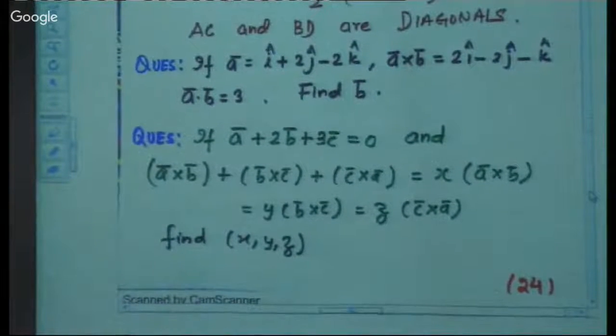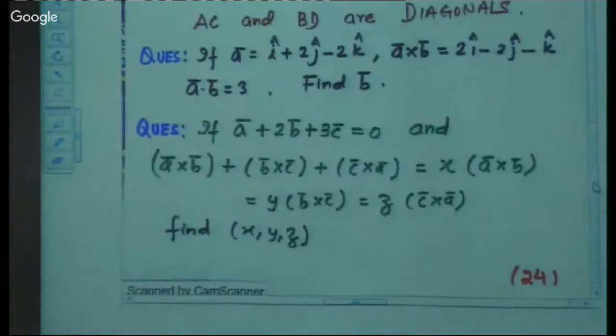Any idea? A plus 2B plus 3C is equal to 0. It means that A, 2B and 3C are understood. Very good. But see the question. The question talks about A cross B plus B cross C plus C cross A, which is equal to X into A cross B, which is equal to Y into B cross C, and which is equal to Z into C cross A. You have to find X, Y, Z because X, Y, Z are simply scalars, right? So how to go for it?